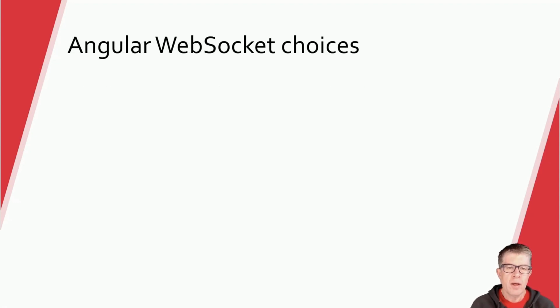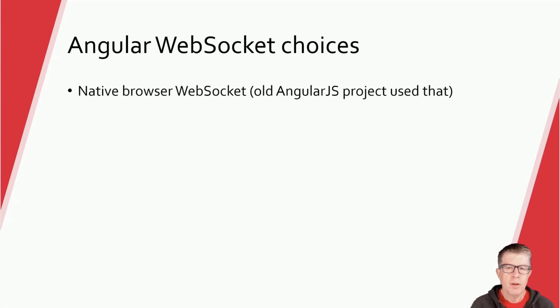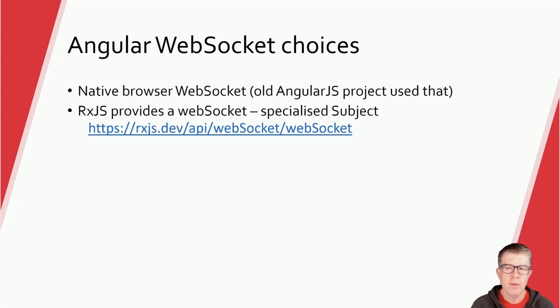There are various choices for WebSockets in Angular. So my old AngularJS project just used a native WebSocket that the browser provides. But in my current project, I used RxJS, which provides a WebSocket, which is a specialized subject. So how do we go about making it robust?